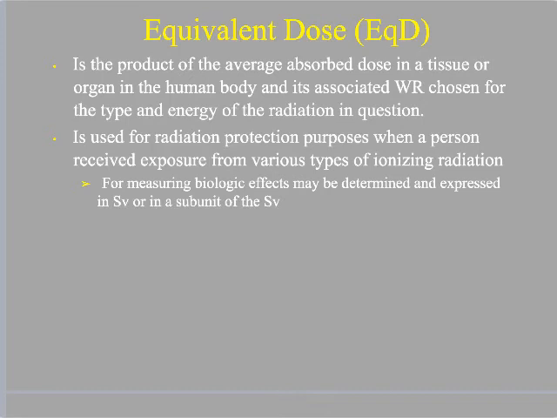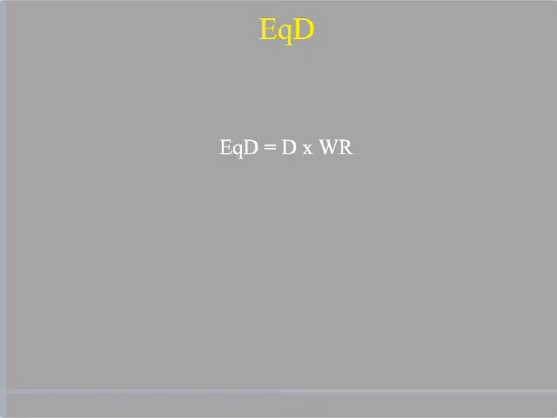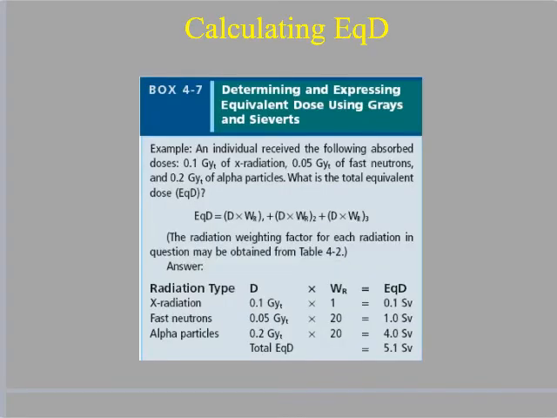It's more helpful when we're looking at various types of radiation exposures to a single population. Here's the formula. The equivalent dose equals the dose times the weighting factor for the radiation. So the dose will be expressed in gray. The weighting factor is a dimensionless unit. And the end result, the equivalent dose, will be expressed in sieverts.